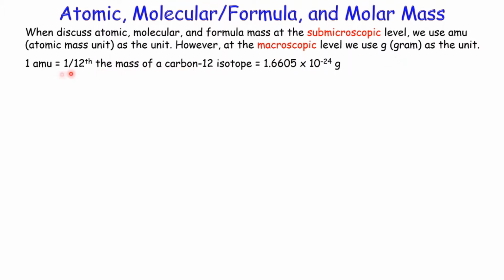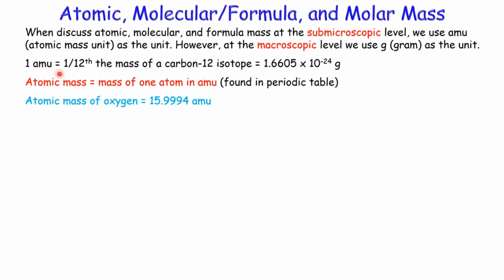Anyway, 1 AMU is equivalent to 1/12 the mass of a carbon-12 isotope. We talked about isotopes in previous lectures. That is 1.6605 times 10 to the negative 24 grams. It's very, very low mass. That's why we don't want to use AMU as the mass unit when we work in the chemistry laboratory. We want to use grams, but grams are related to a mole.